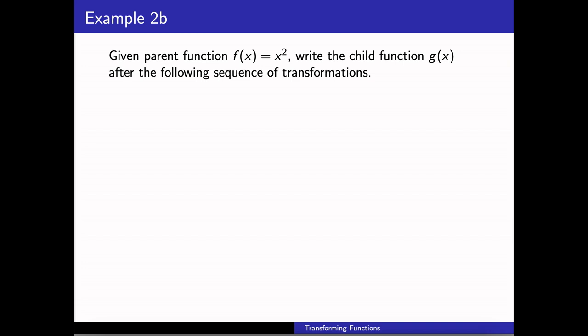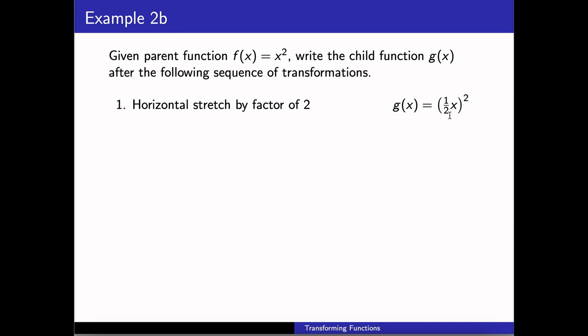All right, so we're going to take a look at some more examples of writing functions given sequences of transformations. So for this one, we're going to, again, take x squared and apply the following sequence of transformations. So the very first thing we're going to do is we're going to stretch the graph horizontally by a factor of 2. So remember, with a horizontal stretch, we replace x, our input, with 1/2 x. So remember, it's the reciprocal of the factor for a horizontal stretch. So instead of x squared, it's going to be (1/2 x) squared.